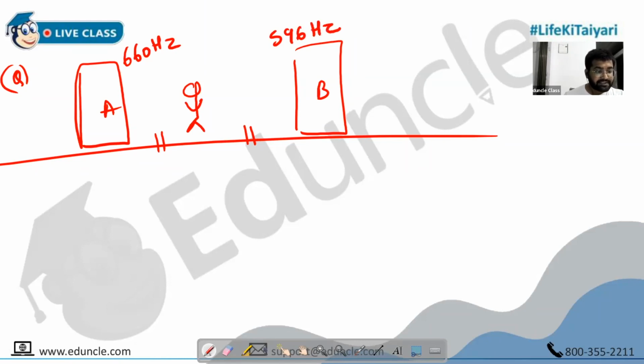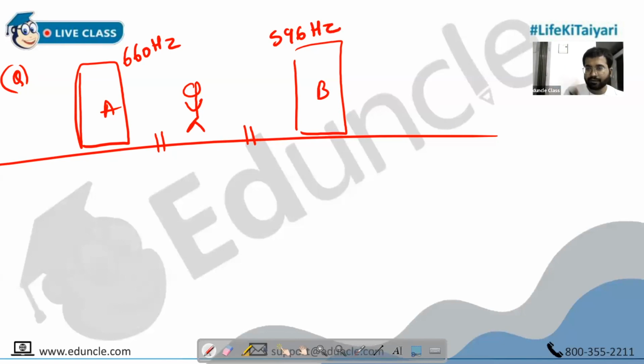Now the source B and the man start moving away from source A with a speed of 30 meters per second. So B is also moving with a speed of 30 meters per second. Okay, first of all, wait, before this, what is the beats, people?